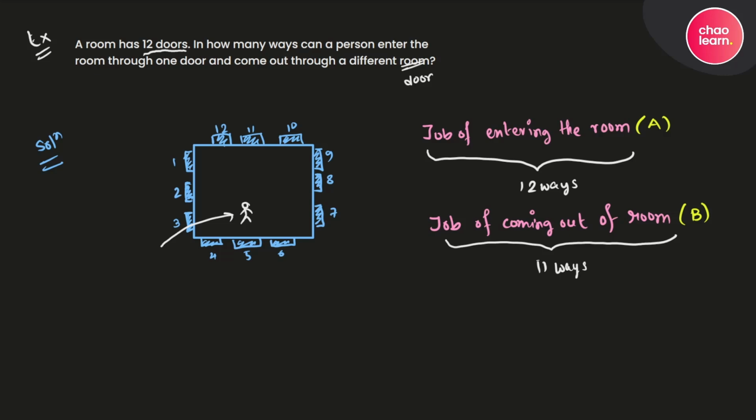So did you notice over here, these are independent jobs. It doesn't matter whether you come inside the room using door 1 or door 2 or door 3, there will always be 11 other ways of coming out of the room, right? So these are two independent jobs, job A and job B. One is of entering the room, the other is of coming out of the room. So using the fundamental principle of multiplication, we can say a very apt statement.